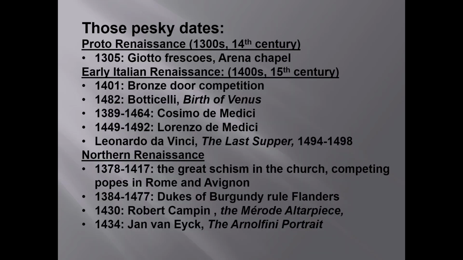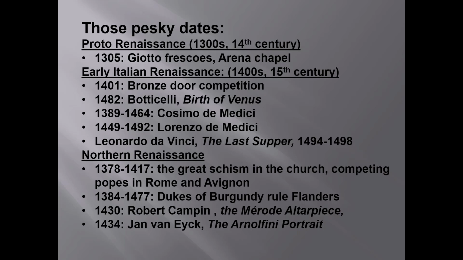Oh, so many dates, most of which you really don't need to memorize. But now is a good time to review basic context and chronology and to try to keep the most essential dates straight. In Italy, the Proto-Renaissance period is the 14th century or the 1300s. The early Renaissance is the 15th century or 1400s. Note that the lives of Cosimo de' Medici and his grandson Lorenzo pretty much span the century.